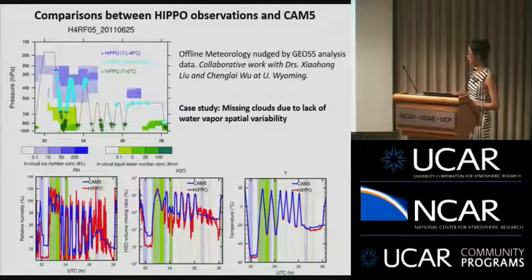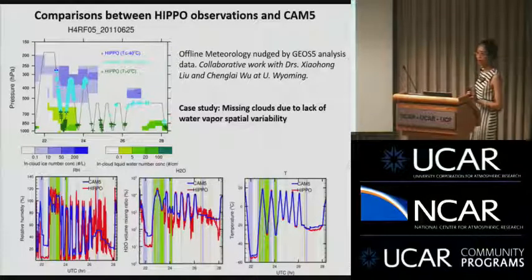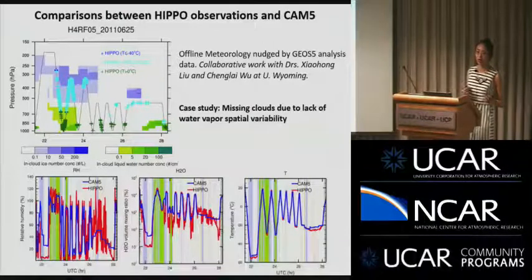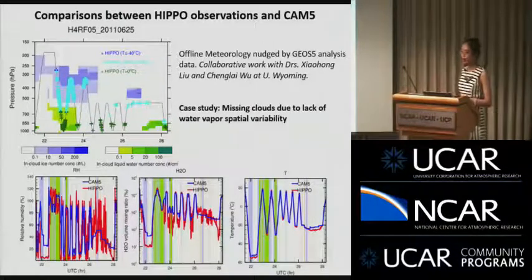And now we split into the fluctuation of water vapor and fluctuation of temperature. Let's first take a look at temperature. Yes, you see a bias of temperature, an offset of about 1 degree or so in CAM5 compared with HAPO. But what really matters is that CAM5 lacks these fluctuations that are seen in HAPO, which is the water vapor spatial heterogeneities that I have been trying to emphasize in my previous analysis.